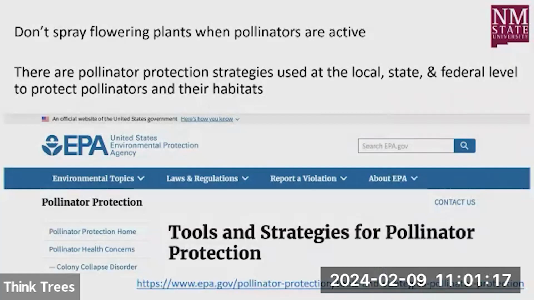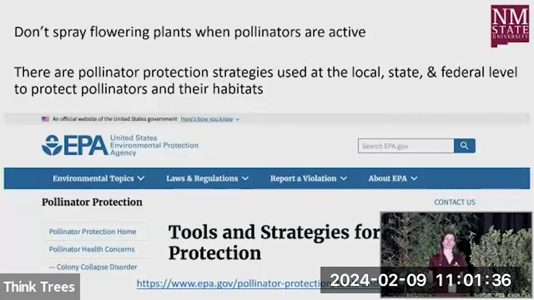So when we're using chemicals, they are important, and they are a part of this IPM thing, but we really need to use them responsibly. And it's not just because of insecticide resistance, but because of pollinators as well. So there's tips for using those, like not spraying when flowering plants and pollinators are active, when they're actually out there flying, your bees and your butterflies, other insects that pollinate.